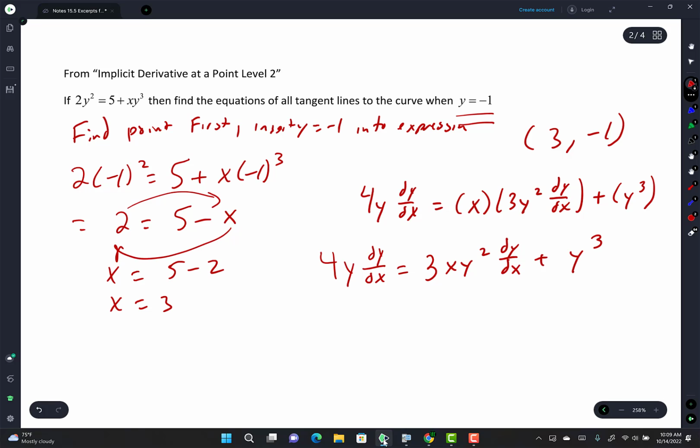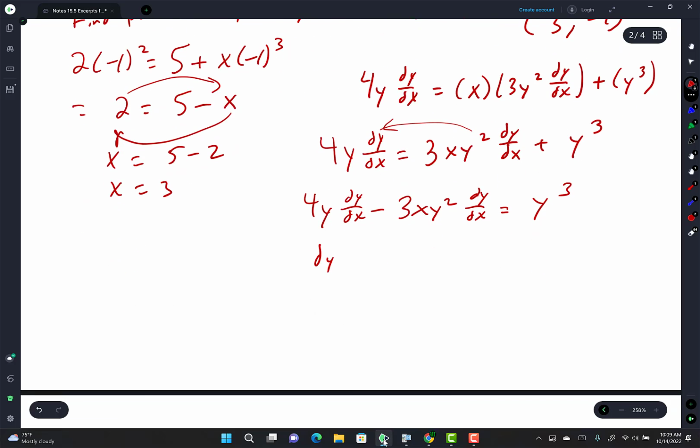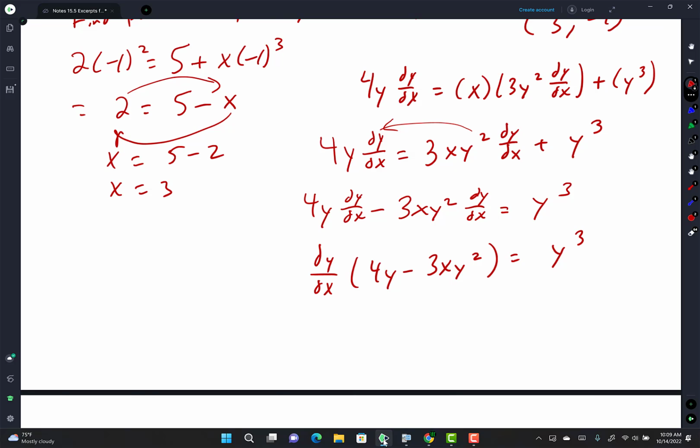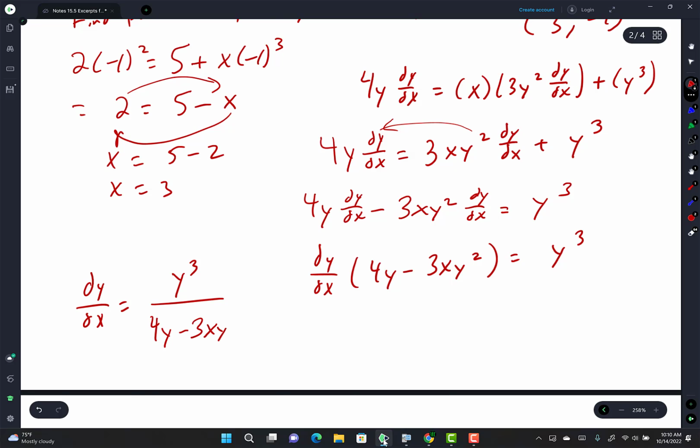Plus y cubed. All right, now it just turns to move this to the left. So 4y dy dx minus 3xy squared dy dx equals y cubed. Factor out a dy dx. You don't have to show all these steps. I know some of you are probably bored with all the steps being shown. And then divide by that expression. So dy dx equals y cubed over 4y minus 3xy squared.